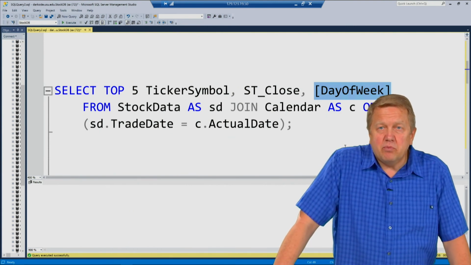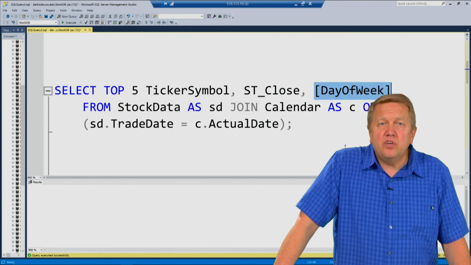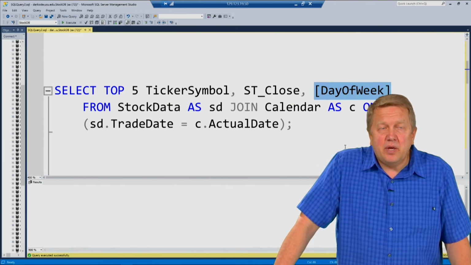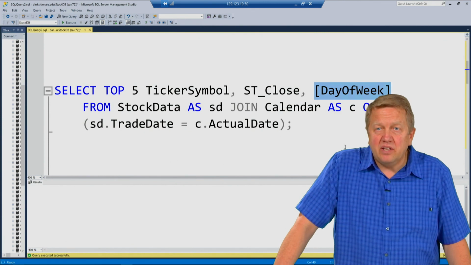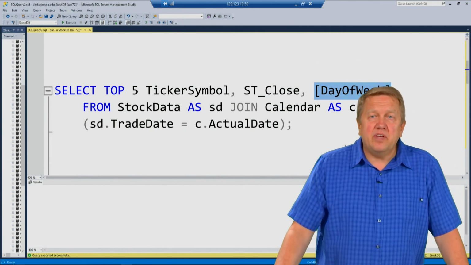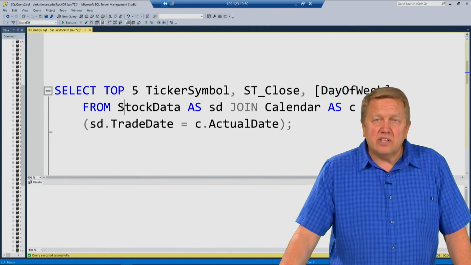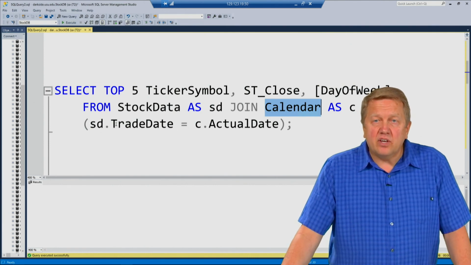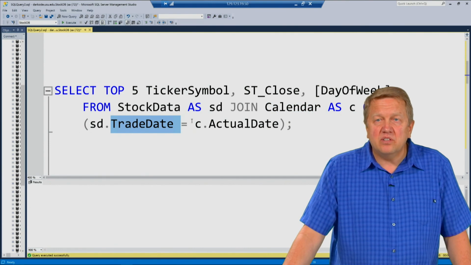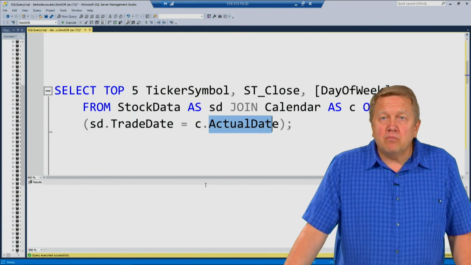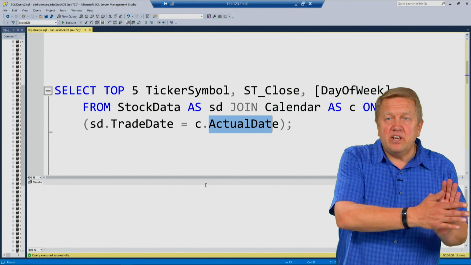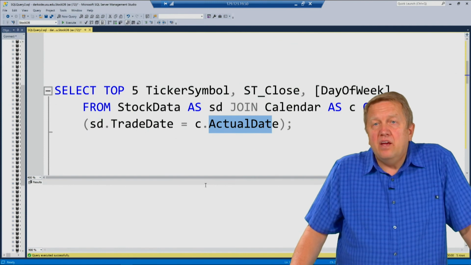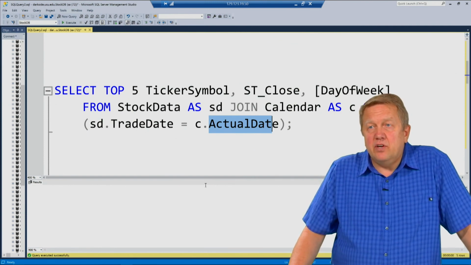It's really important to note that when you join two tables, you have to join on a common column. Columns have to have the same data type and they have to have the same meaning. In this particular example, I'm joining the stock data table to the calendar table, and the common columns are trade date and actual date. So I'm looking for a match. When there's a match on the trade date side to the actual date side, then I'm going to return it to the answer set. I'm only going to grab the top 5 here.